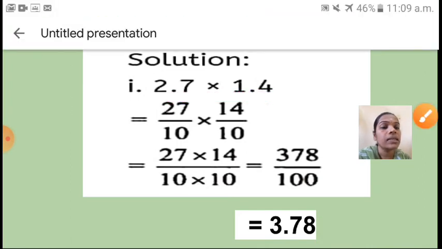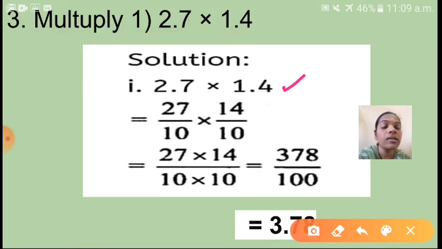Okay, so see here children, this is your question here. So 2.7, you have to convert into a fraction form. So what you will get? Yes, 27 upon 10. After the decimal point only one digit, so here 10 will come, into 1.4. So 1.4, what you have to write? Yes, 14 upon 10.